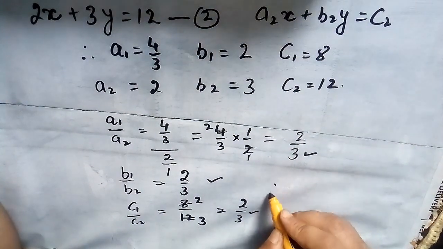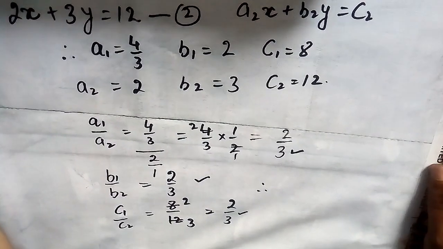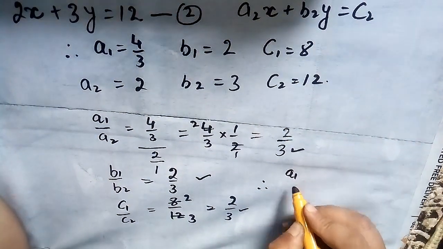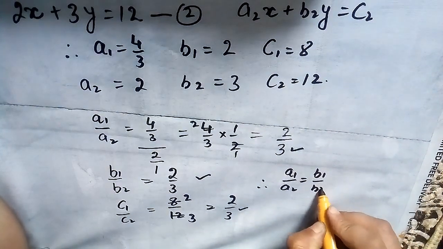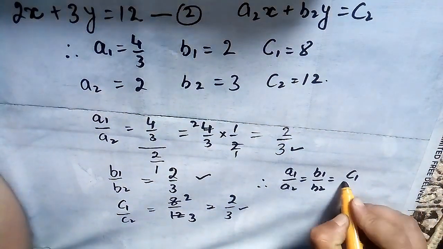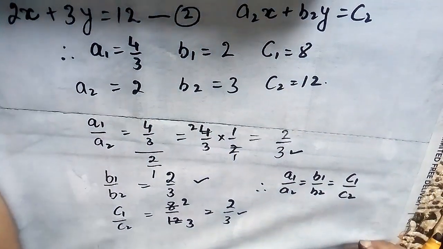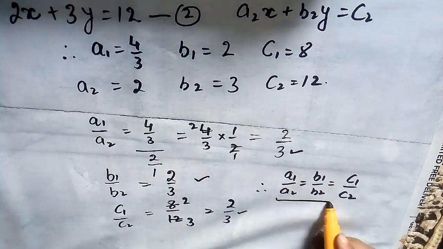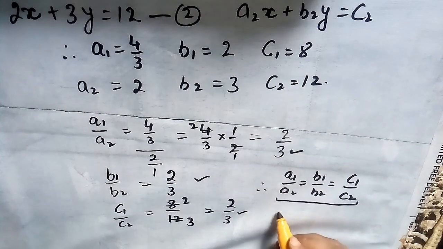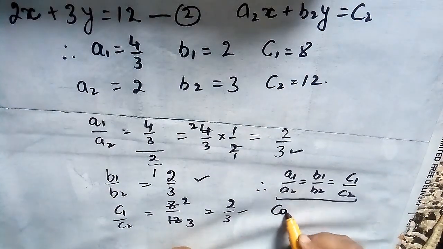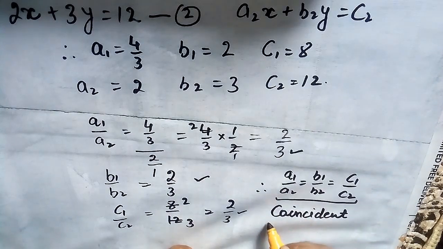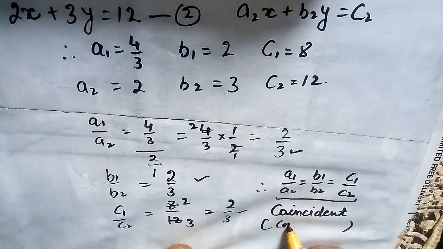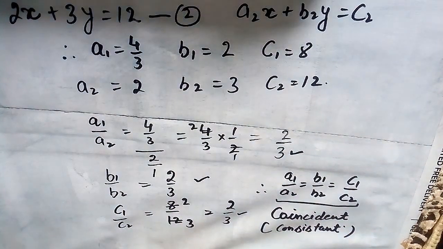So you can see all three ratios are the same and therefore you can write that a1 upon a2 equals to b1 upon b2 equals to c1 upon c2. Therefore, you know that this is the condition for coincident lines, and the lines will be coincident and the pair of equations will be consistent, which is the required solution.